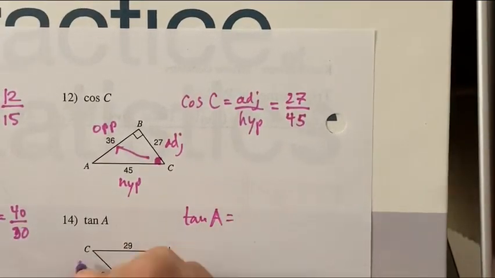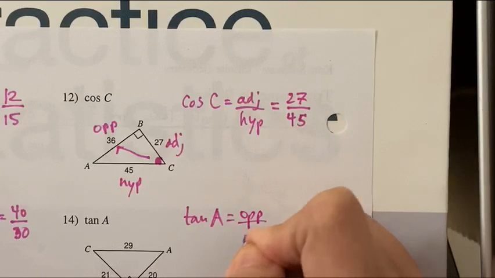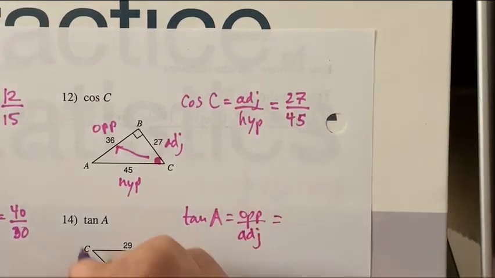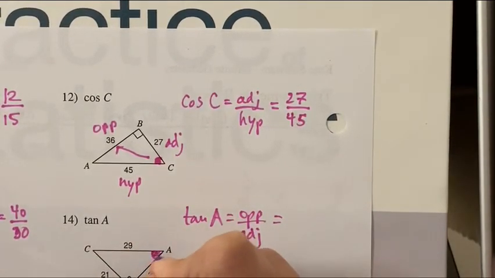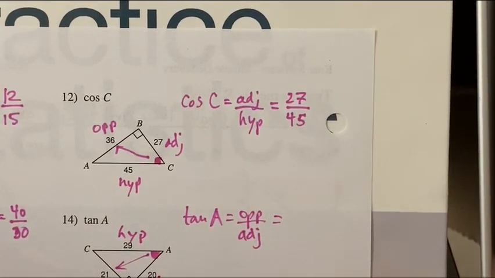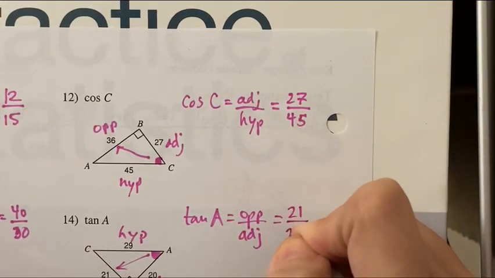Tangent. The tangent of an angle is opposite over adjacent. So let's take a look. If I pick angle A, 21 is opposite. Here's my hypotenuse, and this would be the adjacent side. Okay, so what do I need? I need opposite, and I need the adjacent.